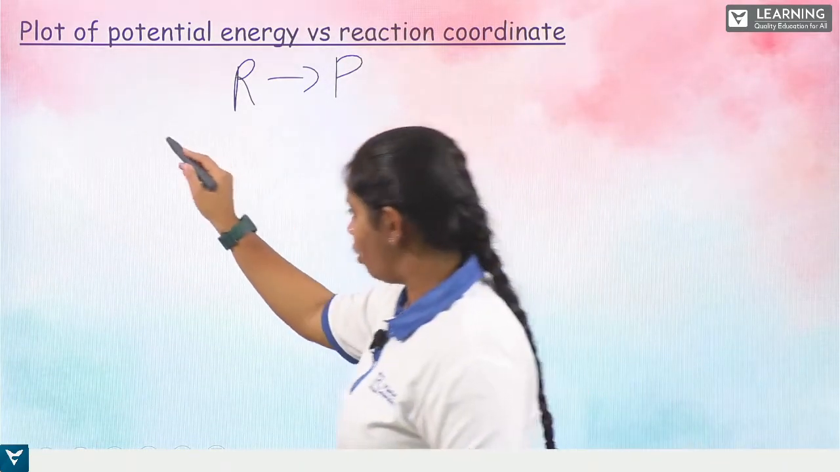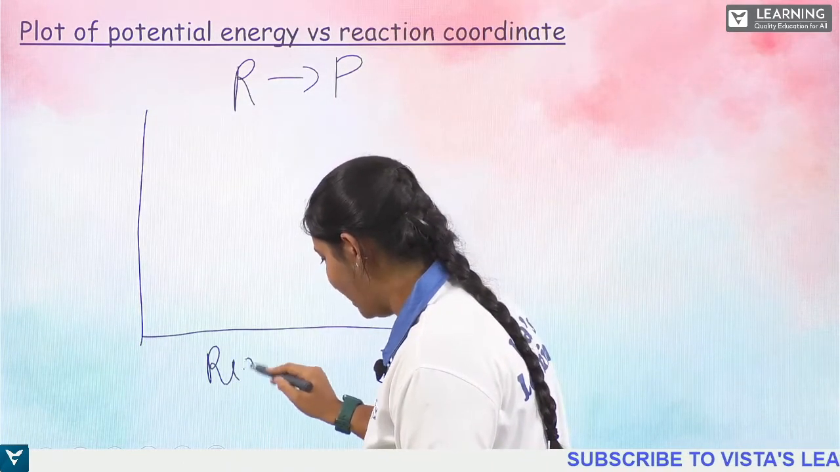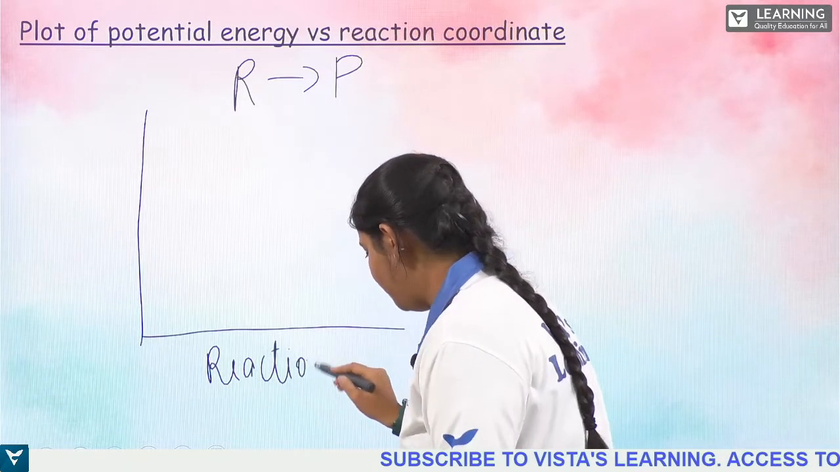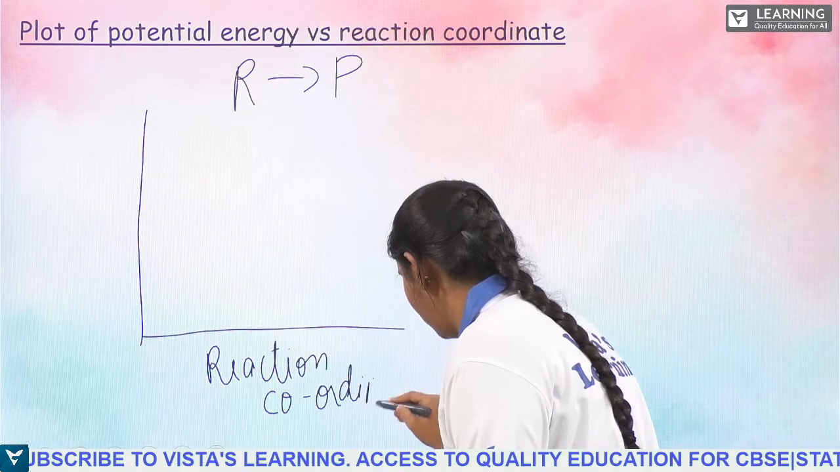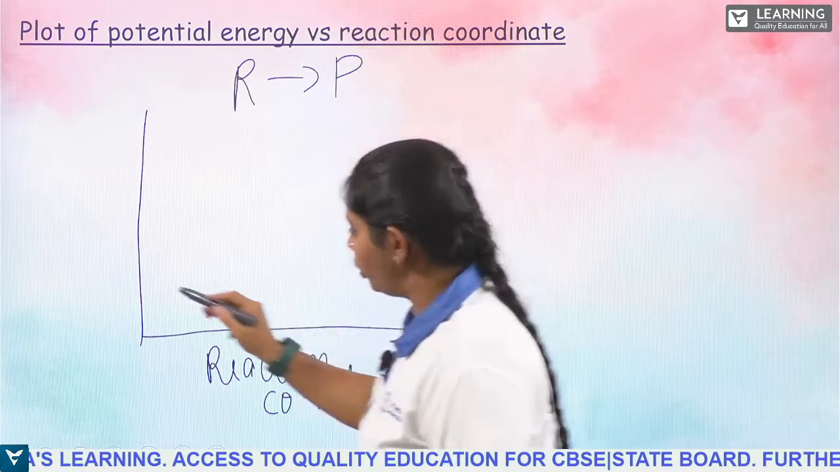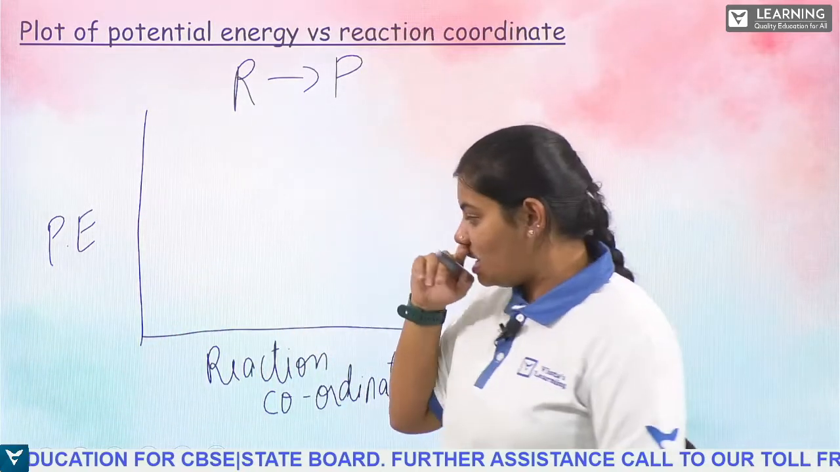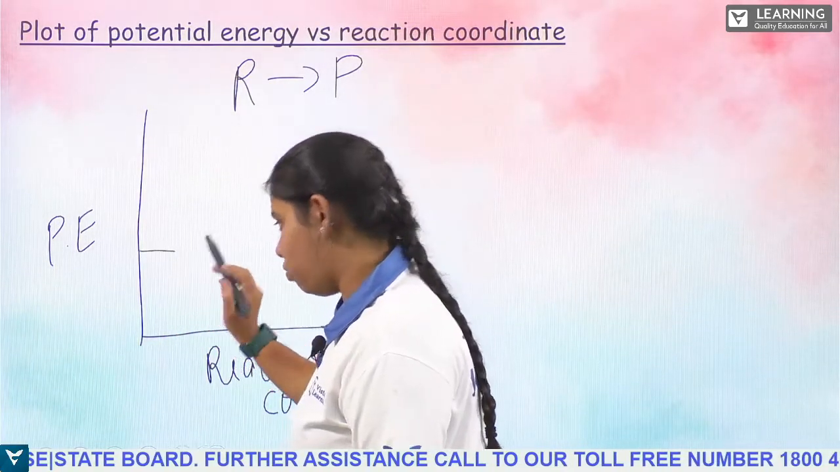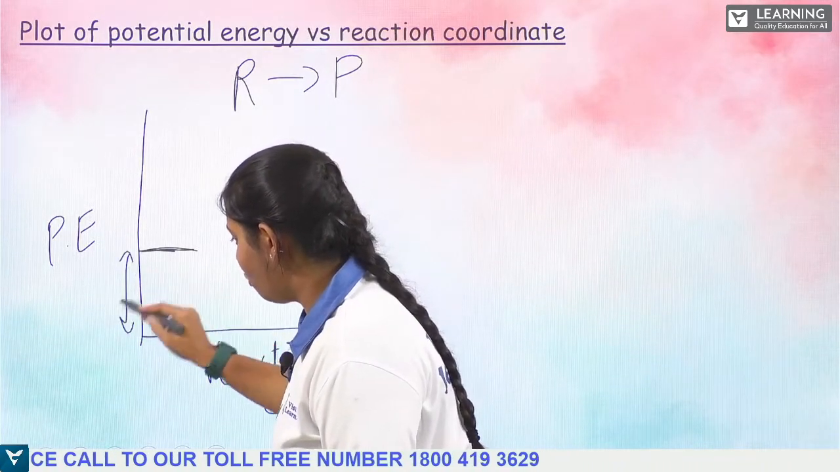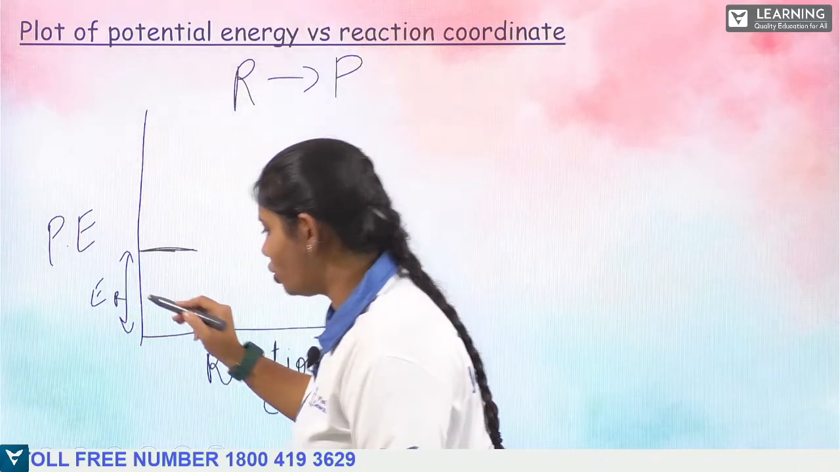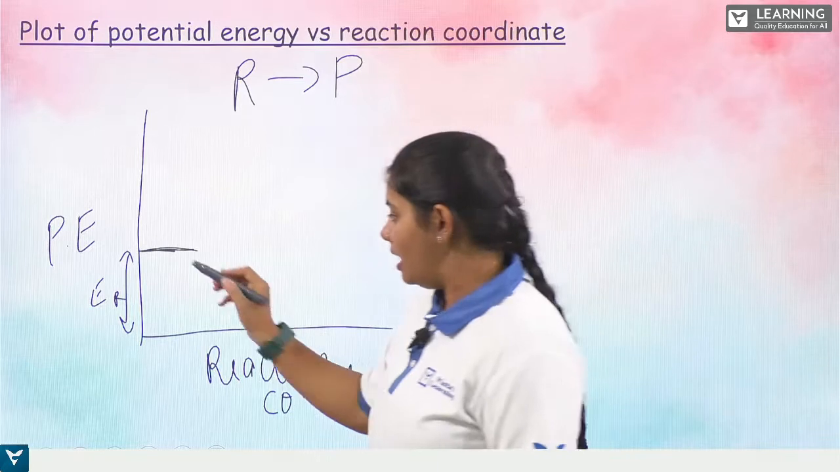In this, we are going to plot a graph with the reaction coordinate on the x-axis. And we have potential energy, which is the energy that the reactants already have. So this particular point is where the reactants are. Imagine ER is the energy of the reactant, the potential energy of the reactant.